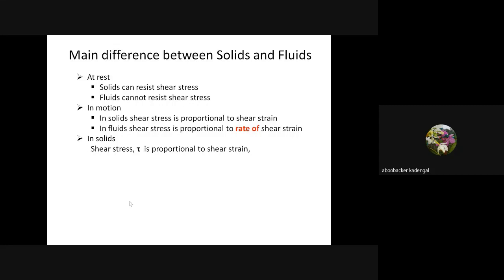So shear stress is proportional to shear strain in solids. That is called tau is equal to G into gamma. So G is the modulus of rigidity. It's Hooke's law. Okay, that is stress is proportional to strain, and the proportionality constant is G, called modulus of rigidity, in the case of shear stress.